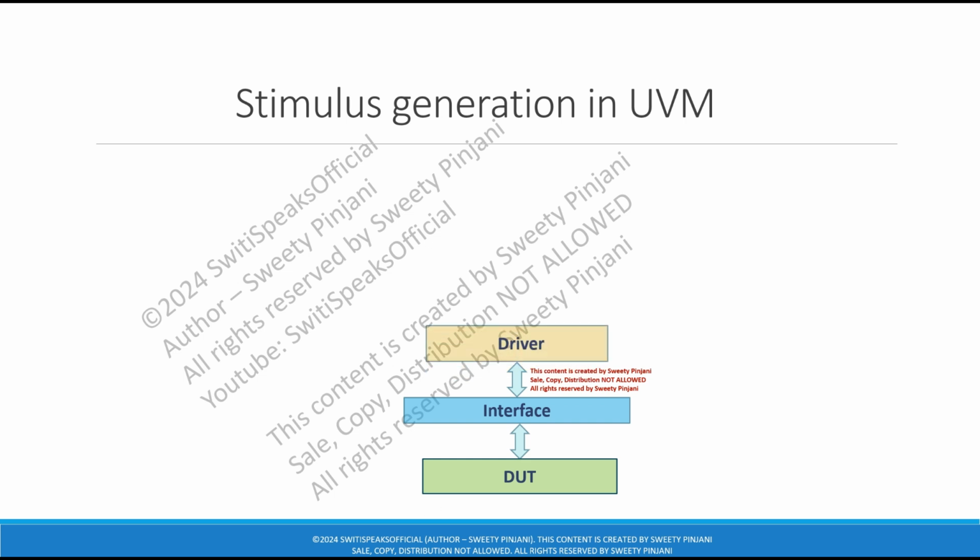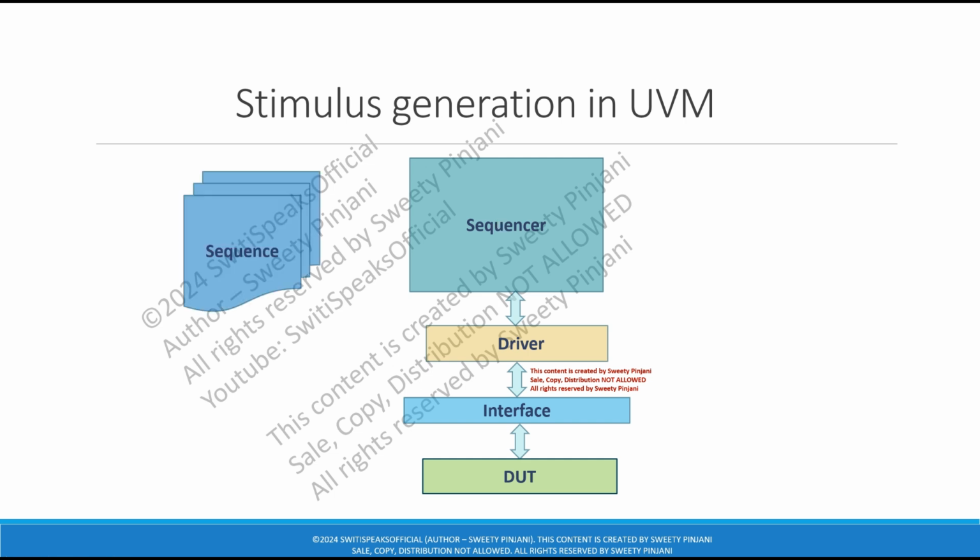to drive the design, you have a driver. The driver is going to drive the signals inside your design. This driver is connected to your sequencer. The driver gets the transactions which need to be driven to the DUT from the sequencer. And from where does the sequencer get these details? It gets these details from the sequences.